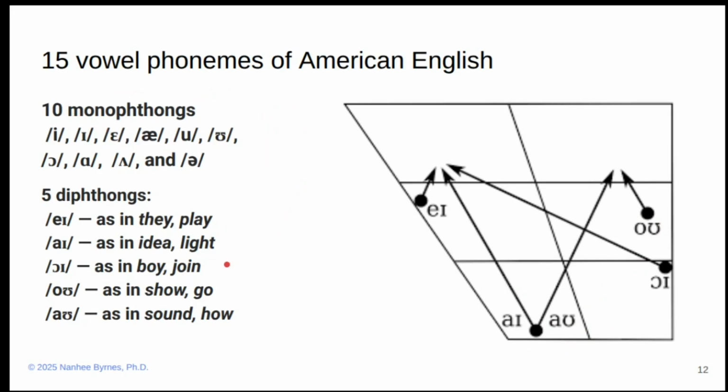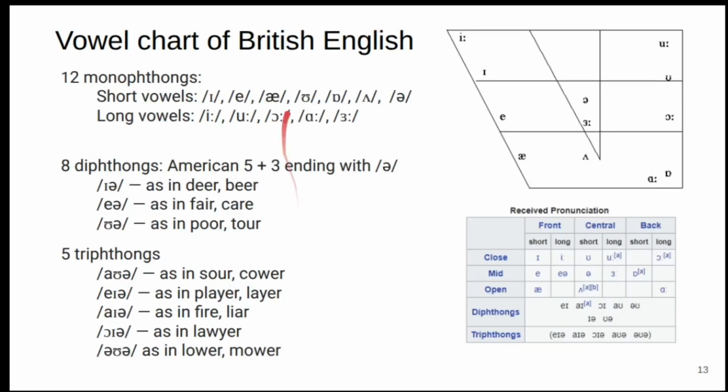Exactly. Now, let's compare that with British English vowels. British English uses a slightly different system. It has 12 monophthongs, divided into 7 short vowels and 5 long vowels. Short vowels are E, A, O. Long vowels are I, U, O, A.